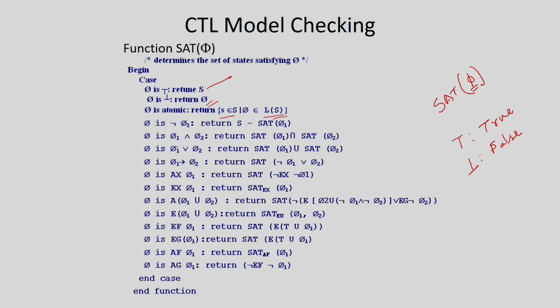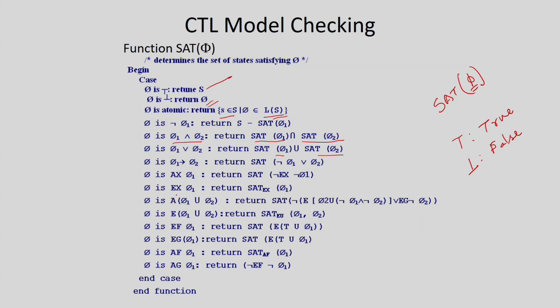Similarly, these are simple connectives. So, the satisfiability of phi 1 and phi 2 is the set of states where phi 1 is true intersection the set of states where phi 2 is true. For or, it is the union of the set of states where phi 1 is true and the set of states where phi 2 is true. For phi 1 implies phi 2, this is basically not of phi 1 or phi 2, which is equivalent. So, we are going to find the set of states where not of phi 1 or phi 2 is true.